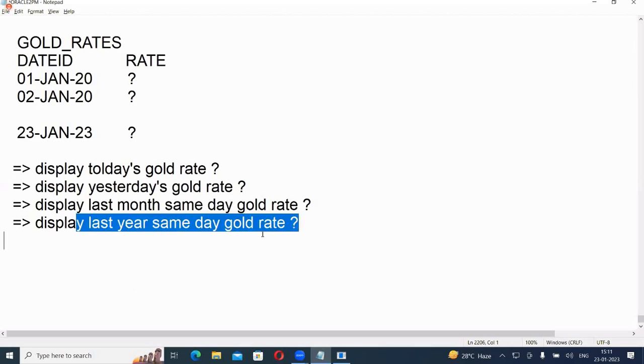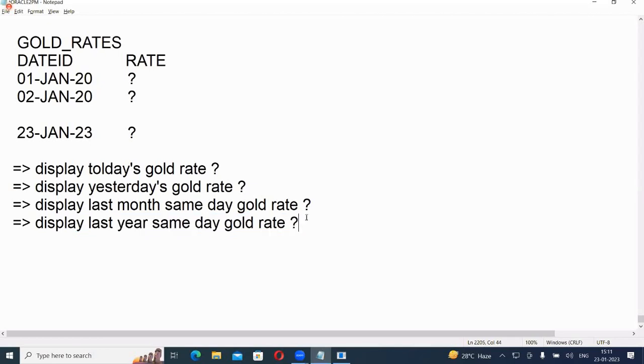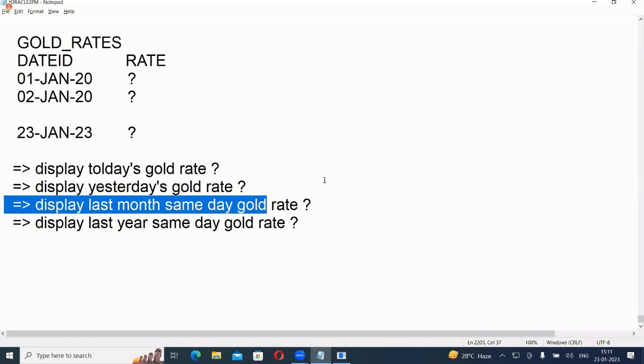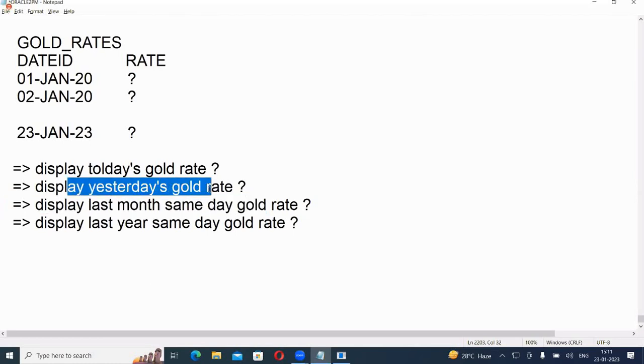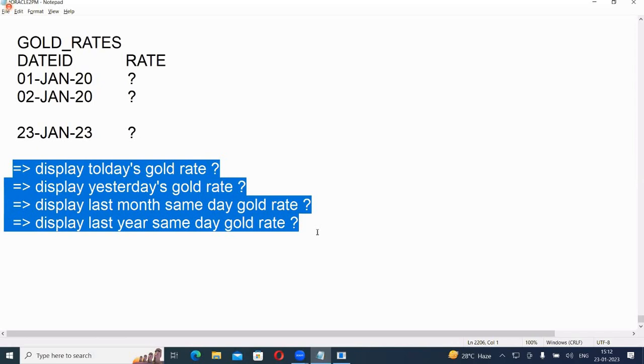What is the meaning? Today is 23rd January 23. Last year same day means 23rd January 22. Last month same day means 23rd December 22. Next one, yesterday. Yesterday means 22nd. You have to write the queries for this. You can write it now.